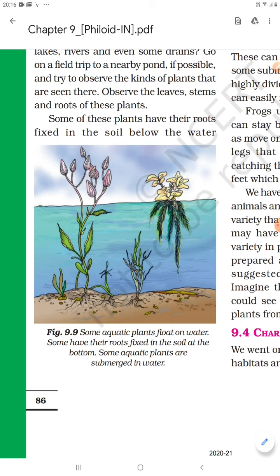In water, it takes breath with a different body part and on land with a different body part. So, dear students, today you have to find out how frogs survive on land as well as in water. Go through it and take care.